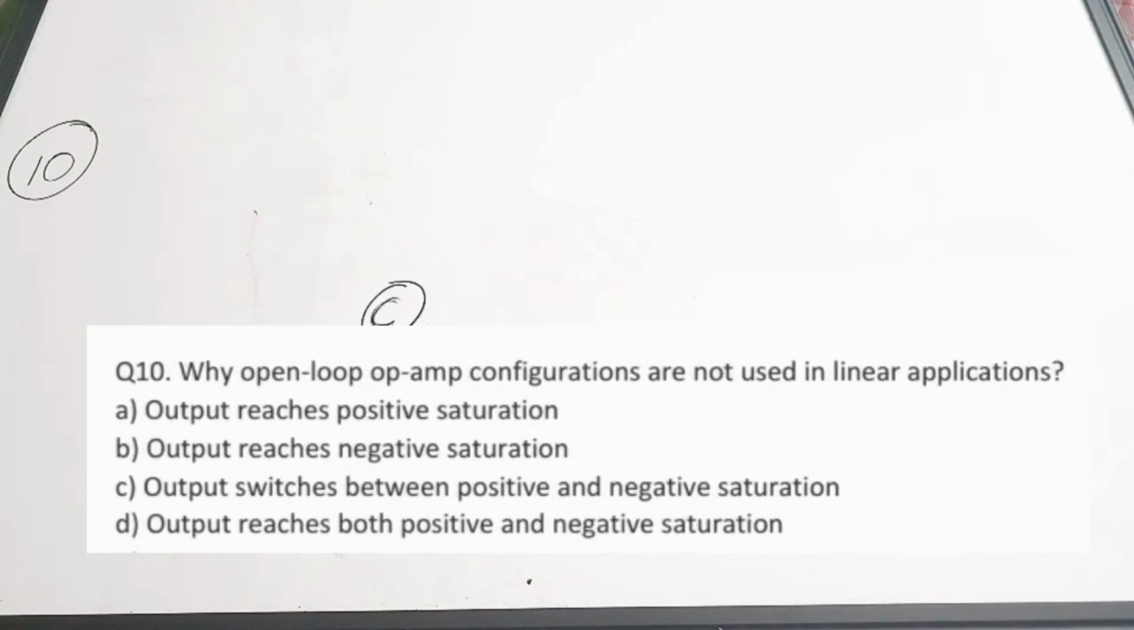The op-amp switches between the positive and negative saturation levels in the open loop configuration, so it cannot be used for linear applications. So for the 10th question, the correct answer is option C. These are the 10 questions which I have included in this video.